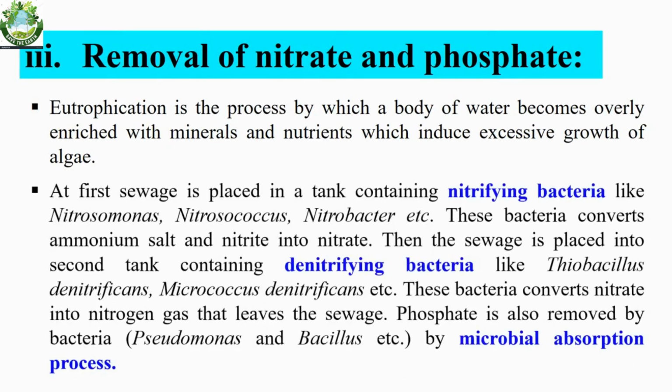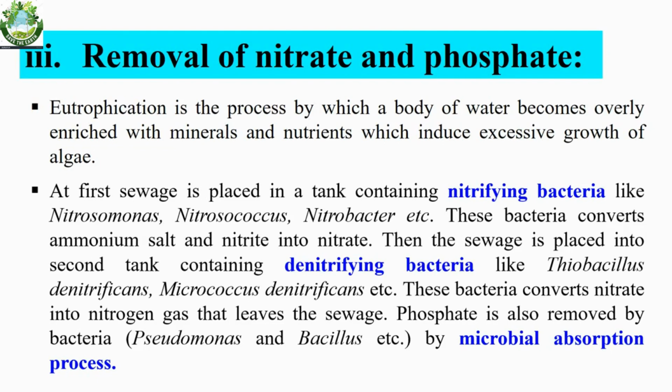They can be removed by using different microorganisms. For example, nitrate is generally removed by using bacteria known as nitrifying bacteria, like Nitrosomonas, Nitrococcus, Nitrobacter, etc. These bacteria first convert ammonium salts and nitrite into nitrates. Then this sewage is placed into a second tank, which contains denitrifying bacteria like Thiobacillus denitrificans, Micrococcus denitrificans, etc. These denitrifying bacteria now convert this nitrate into nitrogen gas, and because nitrogen is a gas, it just leaves the sewage wastewater. So by this, nitrates are removed.